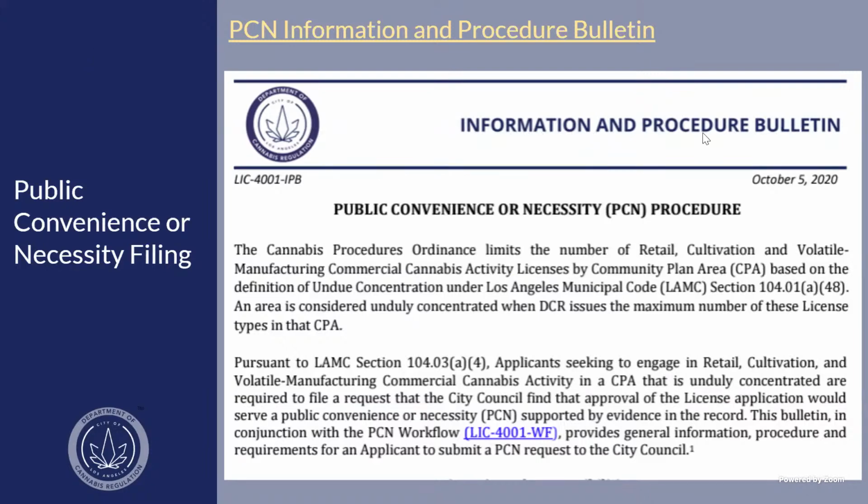We do have an information and procedure bulletin about the public convenience or necessity process. It was last updated in October of 2020. It reflected the process that was in place for the pilot program. It will be updated to reflect the new process and how we start making these determinations prior to us reopening the public convenience or necessity process. And we'll be working with the Planning and Land Use Management Committee and other stakeholders and policymakers over the next few months to get their input about the process and then hopefully open it up.